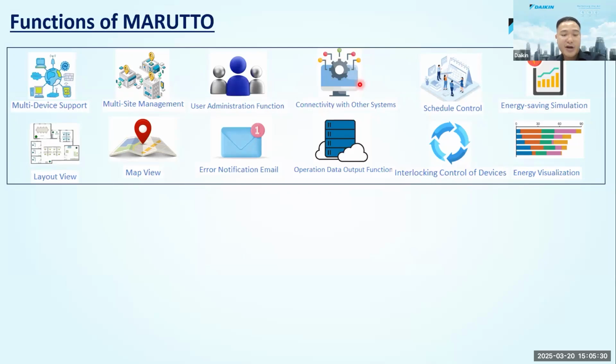Next, connectivity with other systems. By using Maruto, we are able to connect to other systems such as the lighting, pressure fan, IAQ sensors, and other devices performing interlocking functions. For the operation data output function, we are able to extract all of the data from the aircon system, like start, stop, all the basic ones, and maybe some of the important data as well.